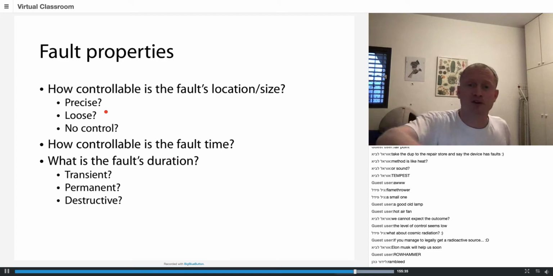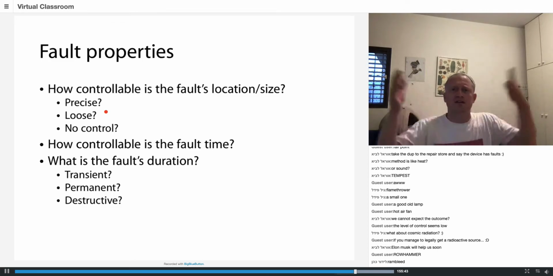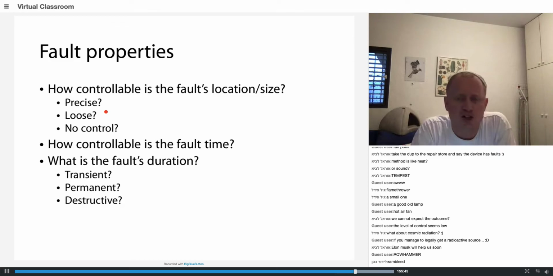So this is going to be a very precise attack. But there are also looser attacks. A loose attack can say, I'm going to flip a bit, which is inside this 4 kilobyte page in memory. So one of the bits is going to be flipped. I don't know which one, I don't know exactly when, but it's going to be in this area of memory.